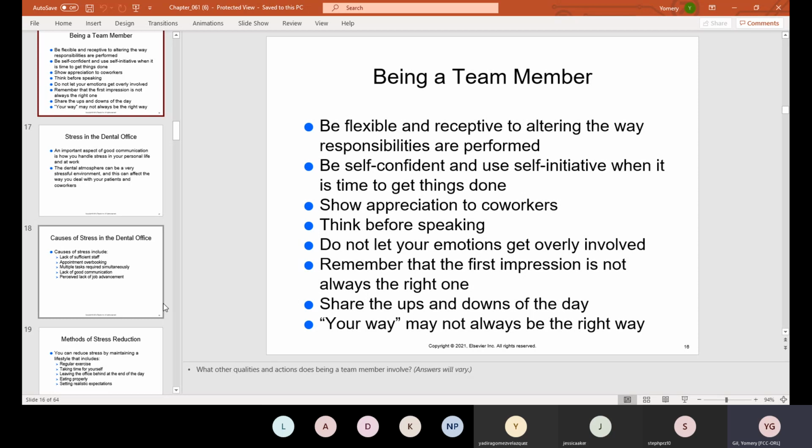So when you're in a team, and you will be in a team, the doctor usually works with 3 to 4 assistants, sometimes even more. You have to be flexible because not everybody's going to have your personality. Not everybody's going to do things the way that you do them. So you have to be flexible and receptive. And sometimes you'll have to change the ways that you do things in order to better fit into a team.